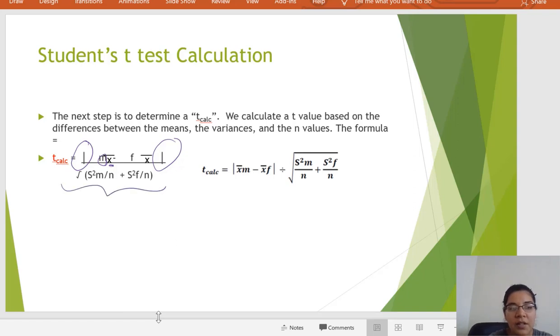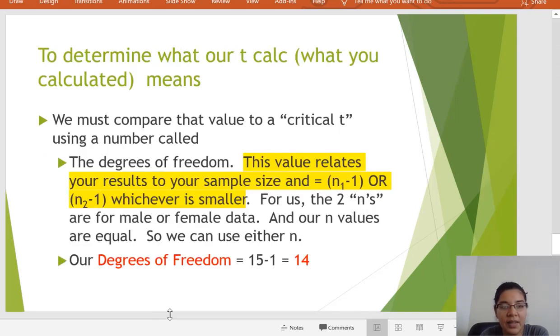So underneath here is the square root of the variance of males over the sample size plus the variance of females over the sample size, and then you take the square root of that. And you calculate your t-calculation. So your t-cal is going to be a number less than 10. I know some of you are getting different numbers. It's less than 10, I believe.